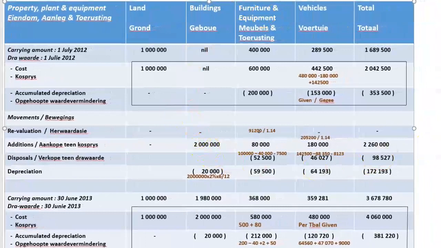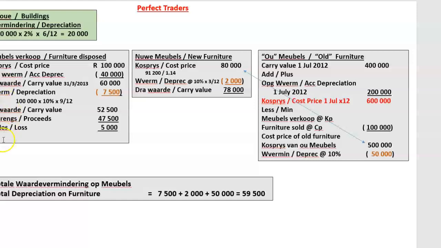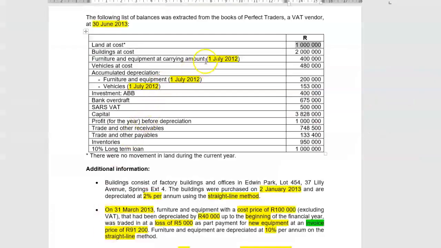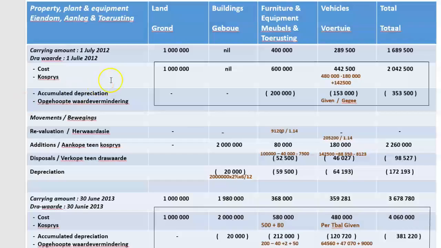Let's have a look at our furniture and equipment. Furniture and equipment was as follows. At the beginning of the year, what did we have as furniture and equipment? It was 400,000 plus the 200,000, a cost price of 600,000, and the accumulated depreciation was 200,000 Rand. They gave all those balances for me: 400,000, 600, 200, and 400,000.